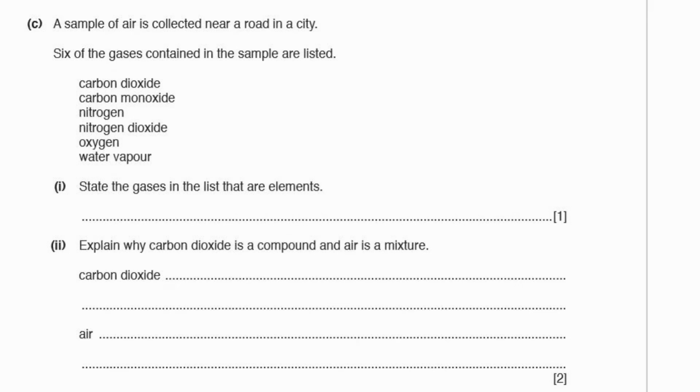C. A sample of air is collected near a road in a city. 6 of the gases contained in the sample are listed. We have carbon dioxide, carbon monoxide, nitrogen, nitrogen dioxide, oxygen, and water vapor. State the gases in the list that are elements. Okay, to be an element, you can't have any other atom in the molecule. So it has to be nitrogen and oxygen. Okay, you have to get both of them right to get the marks.